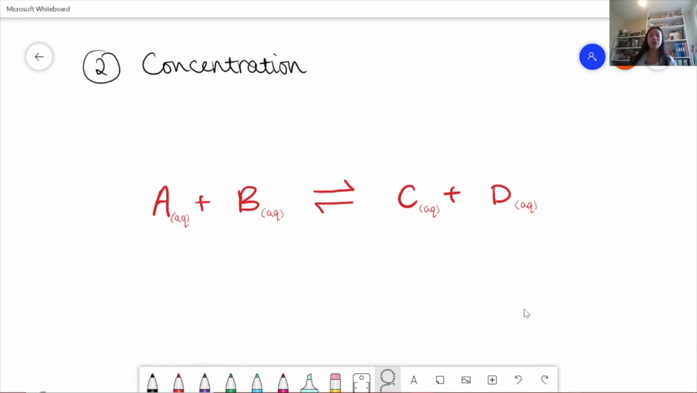So the second thing that we can alter about a reaction is the concentration. So the way in which we can change the concentration of different species, so either the reactants or the products, is by adding more or by taking out.